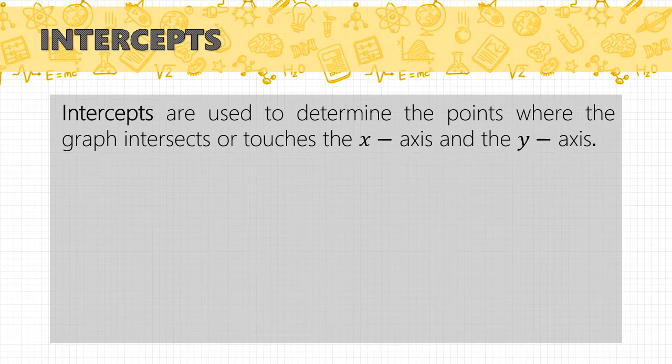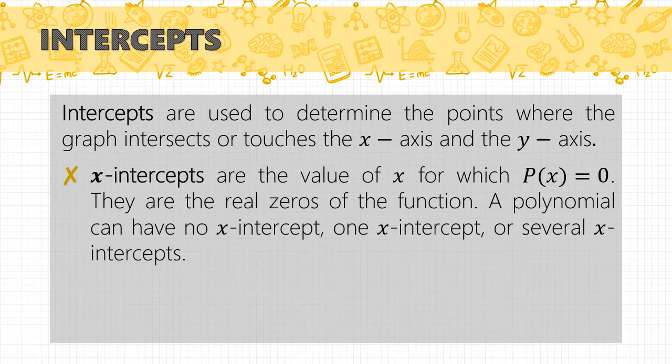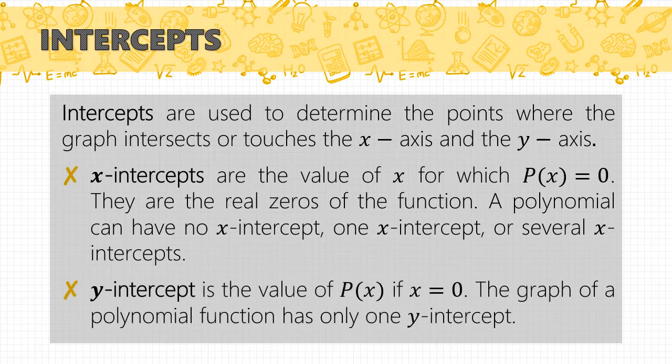Another key point is the intercept. Intercepts are used to determine the points where the graph intersects or touches the x- and the y-axis. First, the x-intercepts. Those are the values of x for which p(x) equals 0. They are the real zeros of the function. A polynomial can have no x-intercept, one x-intercept, or several x-intercepts. Second, the y-intercept. That is the value of p(x) if x equals 0. The graph of a polynomial function has only one y-intercept.